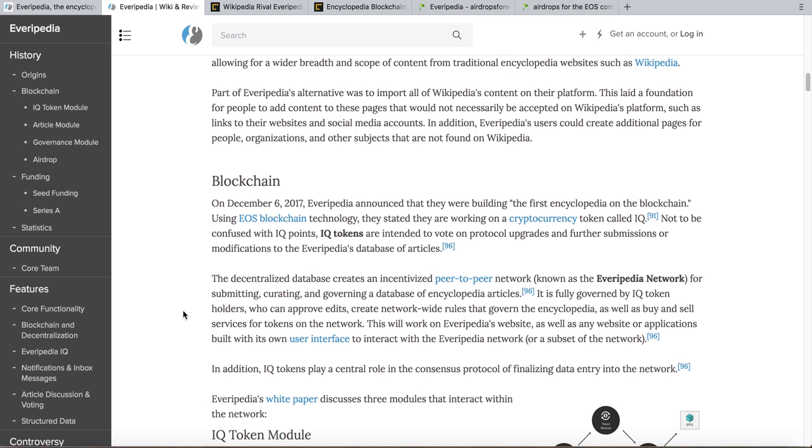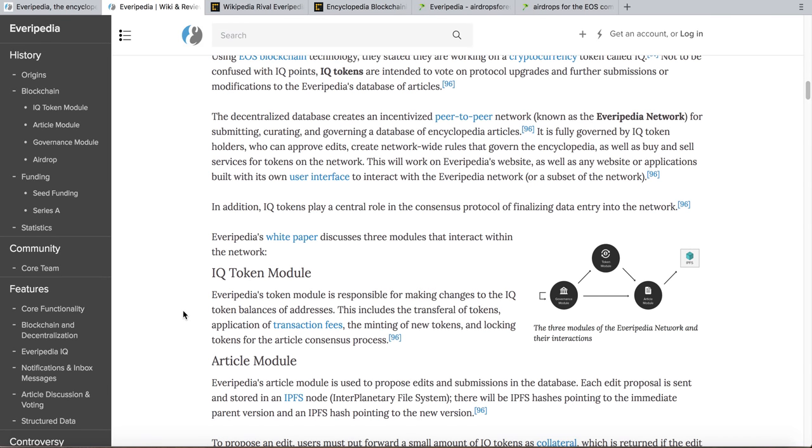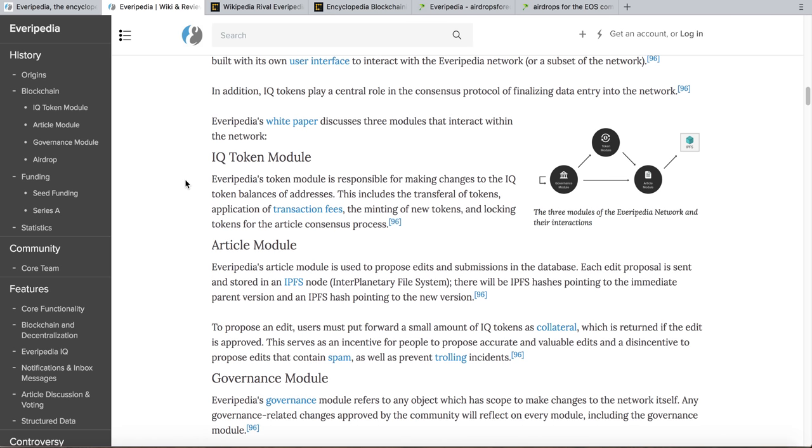They're going to run on the, let's see, and they also have their white paper that talks about three modules. The IQ token module is essentially the IQ token balance of an address, transfer of tokens, application of transaction fees, minting of new coins, and locking tokens for the article consensus process.